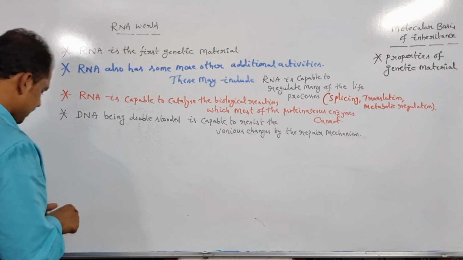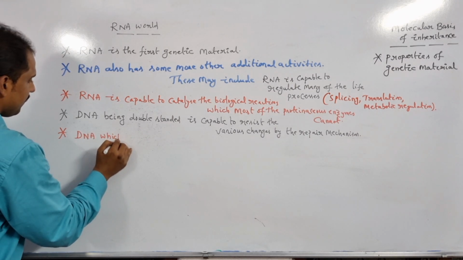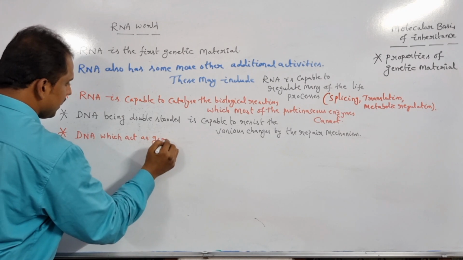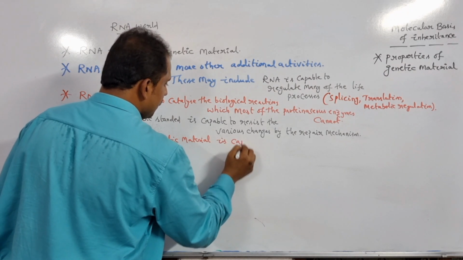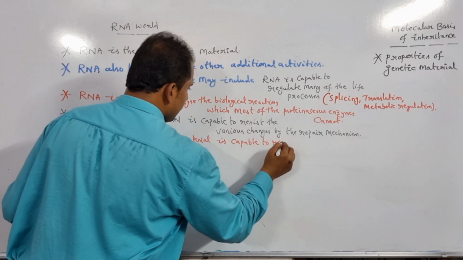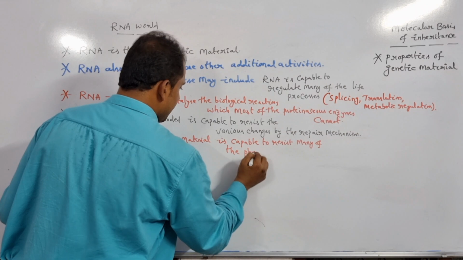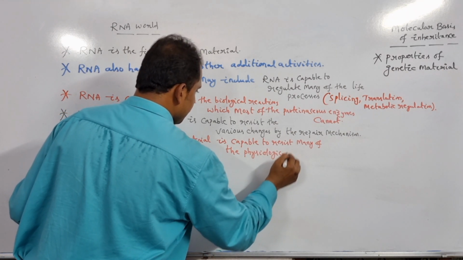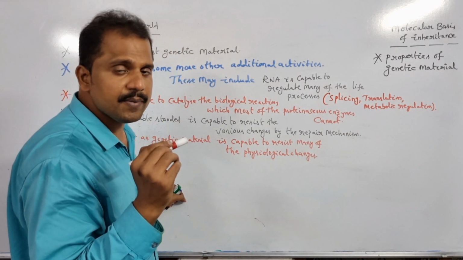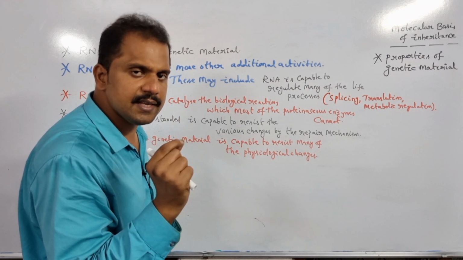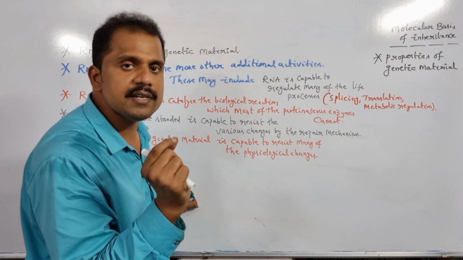Is it clear? So let me write it here. DNA which acts as genetic material is capable to resist many of the physiological changes. Is it clear? So here once when the particular DNA is exposed to the extreme temperature, DNA undergoes unwinding. In the same way, once when appropriate conditions were exposed to the DNA, again the particular DNA acquires its native structure.